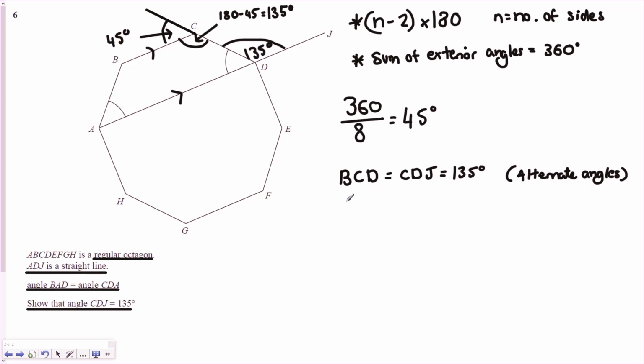Another way you could have worked this question out is if you use this top formula here, n minus 2 times 180, that would have given you this angle here of 135, and then you could have used alternate angles, or you could have worked this angle out here. So there's about three ways to work this question out. Each way will give you the full marks.